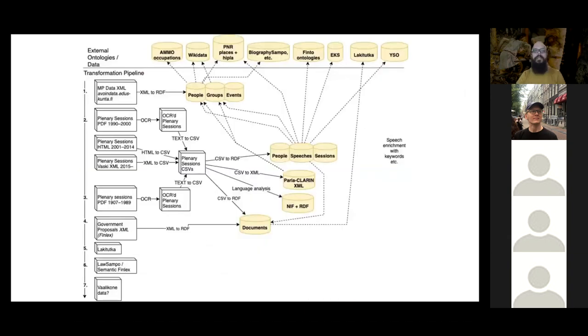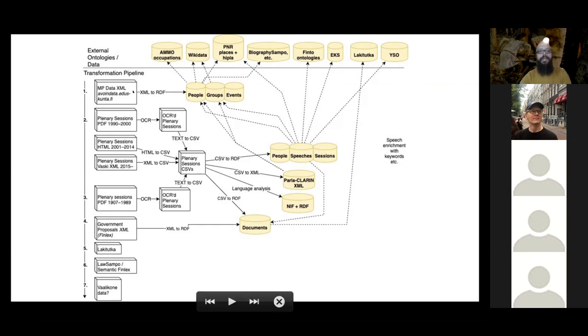So this is the big picture of the data production pipeline, which we have started planning and implementing already. So on the left-hand side, you can see the different data sets coming from the Parliament of Finland. So for example, the plenary sessions in different formats in different times, as Päivikki told, and then also other supporting data, like at the University of Turku, there is this Lakitutka, the law radar system, which actually tries to visualize and represent the law enactment process. So we are very interested in linking our data to theirs, so that we don't have to reinvent the wheel.